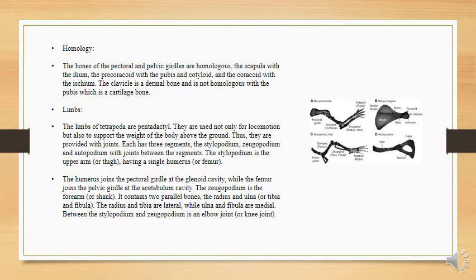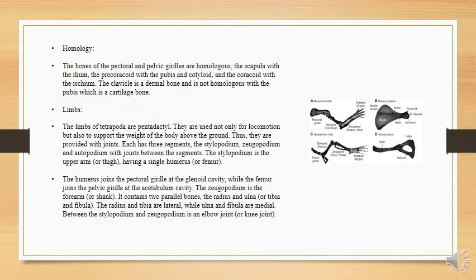Homology. The bones of the pectoral and pelvic girdle are homologous: the scapula with the ilium, the precoracoid with the pubis and cotyloid, and the coracoid with the ischium. The clavicle is a dermal bone and is not homologous with the pubis, which is cartilage bone.